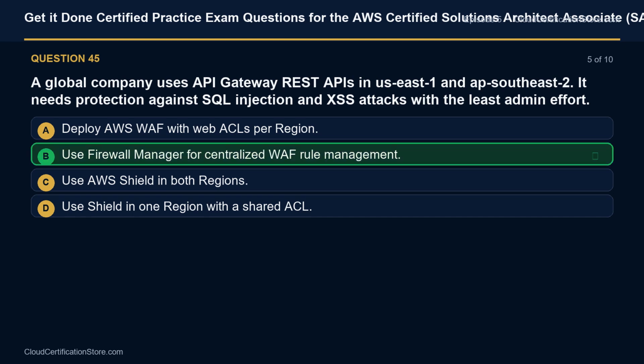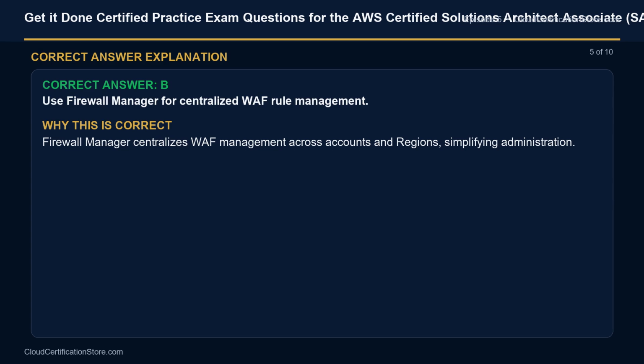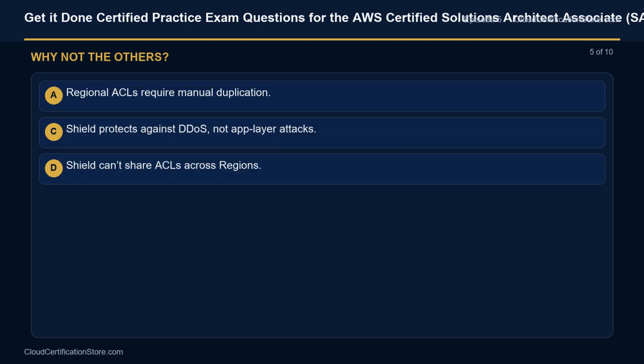The correct answer is B. Use Firewall Manager for centralized WAF rule management. Explanation: Firewall Manager centralizes WAF management across accounts and regions, simplifying administration. Why not option A? Regional ACLs require manual duplication. Why not option C? Shield protects against DDoS, not app layer attacks. Why not option D? Shield can't share ACLs across regions.